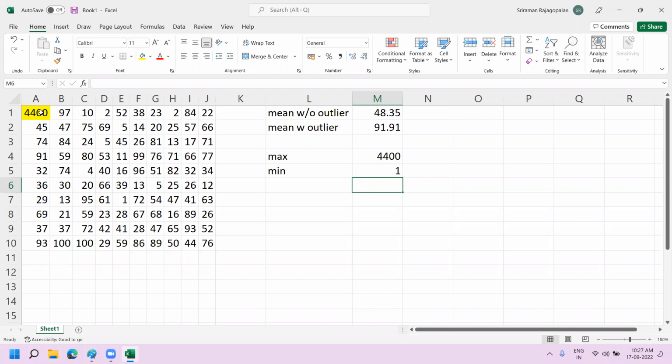Now assume that this number is not a mark but a salary. Can you still say this is an outlier? No. Okay. Because there can be people who can have this kind of a salary. Can you compare the salary of Ambani and a school teacher and say that his salary is an outlier? That is wrong. Okay, because you can have a range of salaries that go from very high to very low.